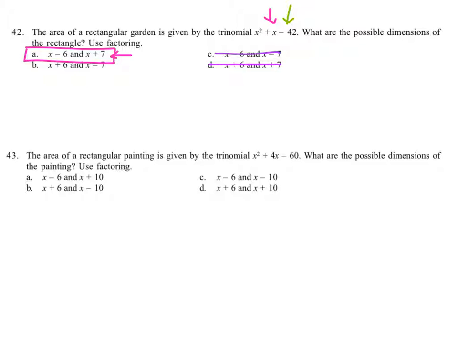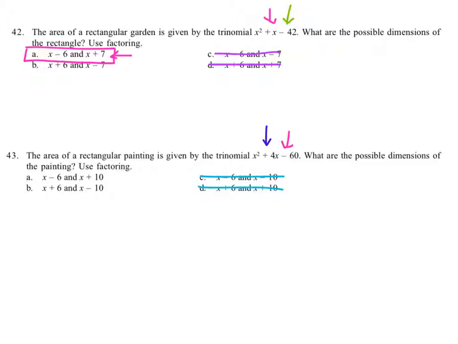Okay, we'll do the same thing again. The area is given by this trinomial, x squared plus 4x minus 60. And we can see that since this is a negative number here, we must have one of each sign. And that allows us to eliminate any answer that's got the same sign twice. C and D, just like before, we're going to eliminate those because we know we need to have one of each sign.